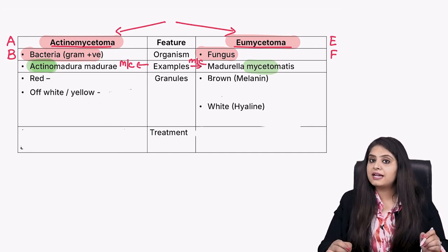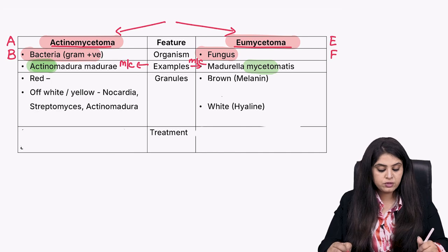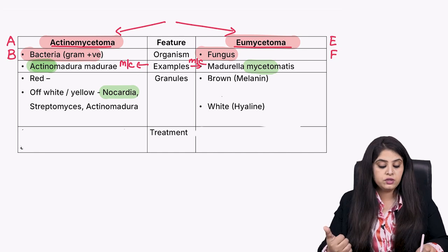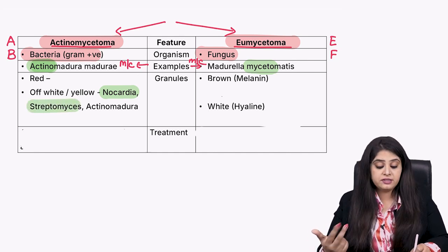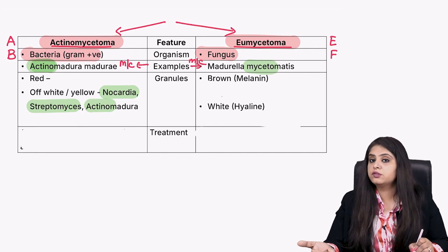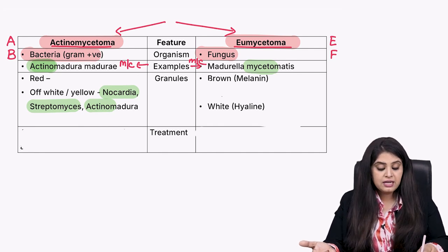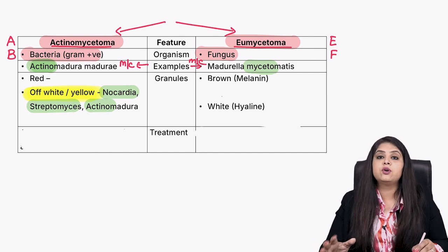Let's start with the bacteria first. What are the bacteria that can cause it? Nocardia can cause this foot condition, Streptomyces can cause it, Actinomadura madurae, which is the most common, can cause it. Most of them come to us with a pus and granules which are off-white and yellow.